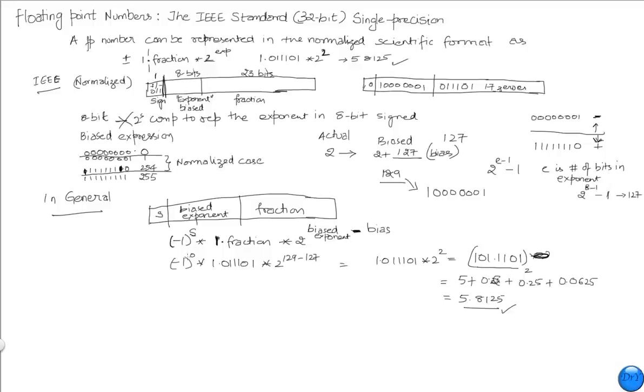So to summarize, the IEEE standard talks about not just the normalized case, but these exception cases. These two are my exception cases, but we will only cover these in class. The more general case is the normalized case, which is what we have represented here.